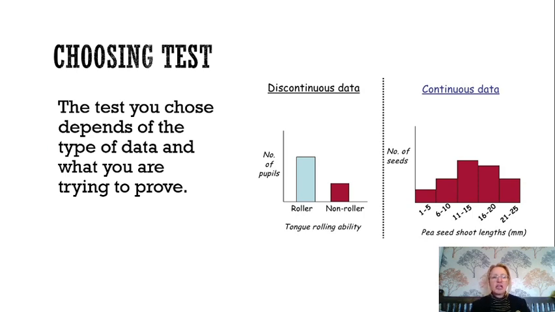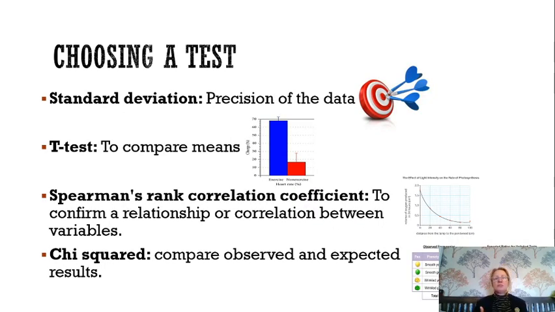So just having a quick think about different types of tests. There are lots of different types of tests, and the type of test that you choose is going to depend on the sort of data that you've got and what you're actually trying to prove with that data. So we'll pick different tests depending on what you're trying to prove. Standard deviation is what we're talking about today. So standard deviation is about the precision of the data, and we'll have a think about that a little bit more in just a moment.